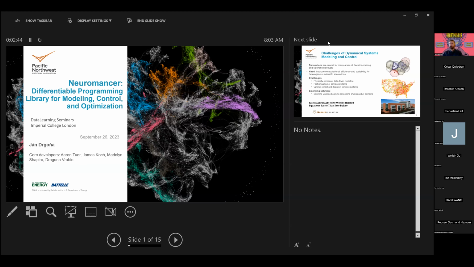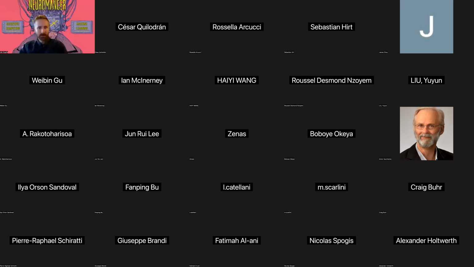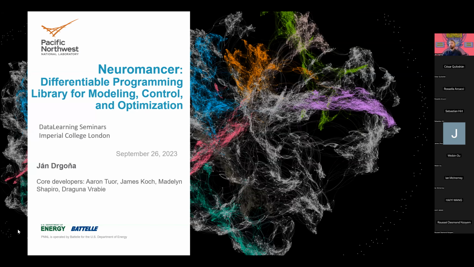So let me share my screen and you let me know whether you can see it correctly. Let me share it again. Screen 2. Okay, I think you should be able to see the slide.